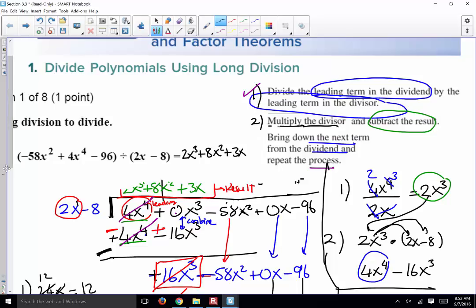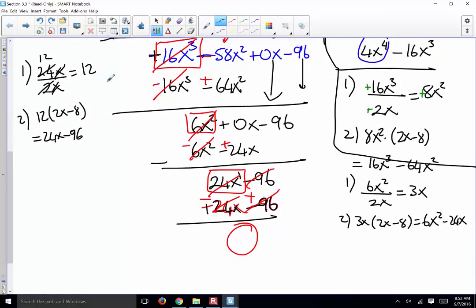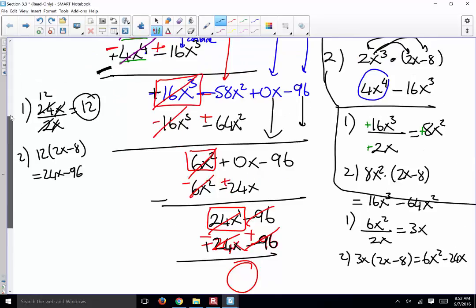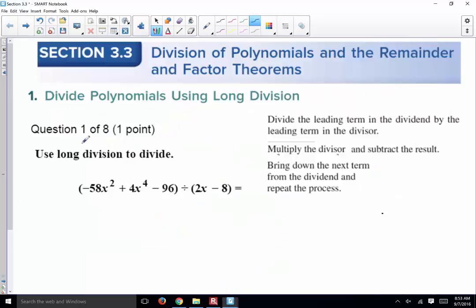I have a mistake. I forgot to carry something. What is it, Chris? 12. Yeah, in the last step I was rushing. Once you get the result here, don't forget to put it in the quotient. Now this is the complete answer. Alright, check this one.